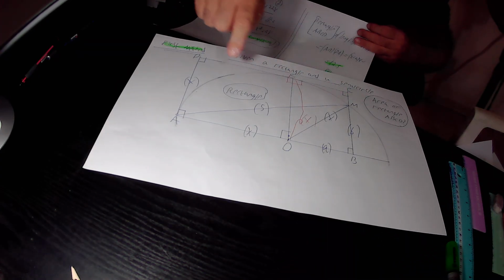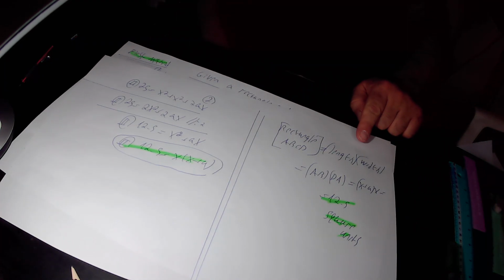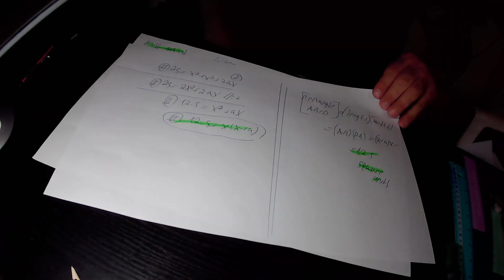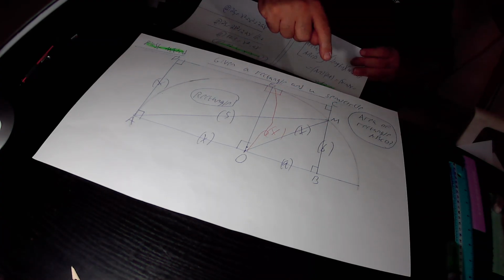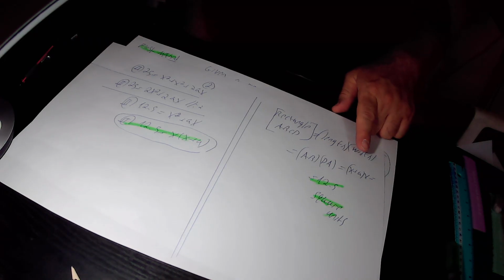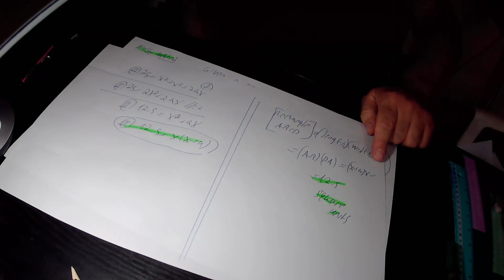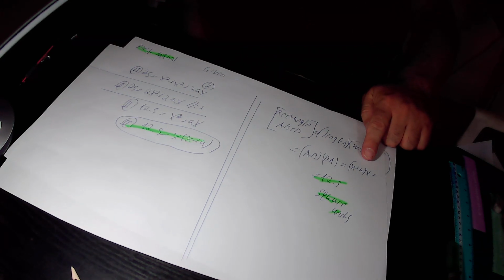Our mission is to find the area of this rectangle ABCD. The area of any rectangle equals the length times the width. The length of this rectangle ABCD is AB, and the width is AD. So in total, the area of rectangle ABCD equals the length, that is AB, times the width, that is DA. AB is X plus A, DA is X. So the area of rectangle ABCD equals X plus A times X. But X plus A times X is 12.5. Therefore, we can substitute X plus A times X by 12.5.